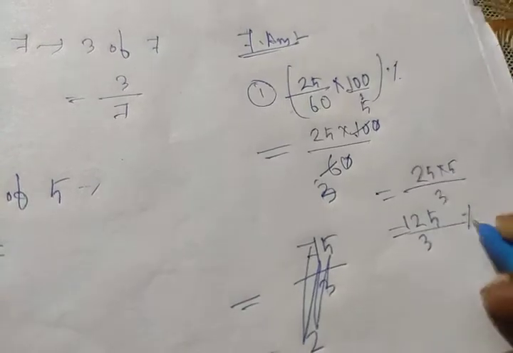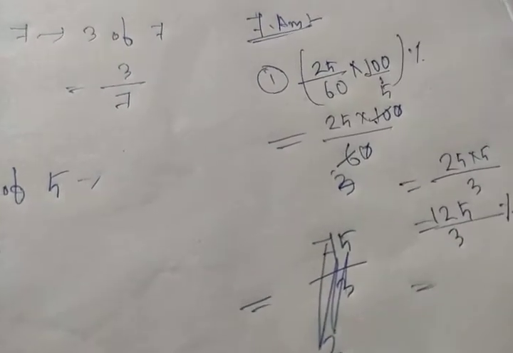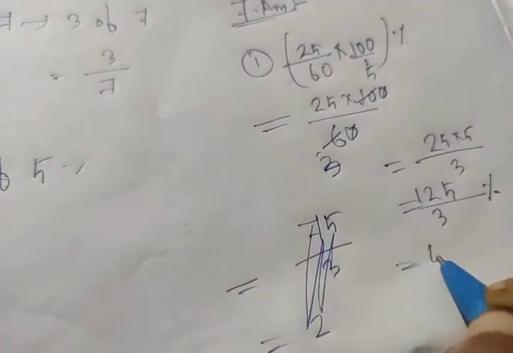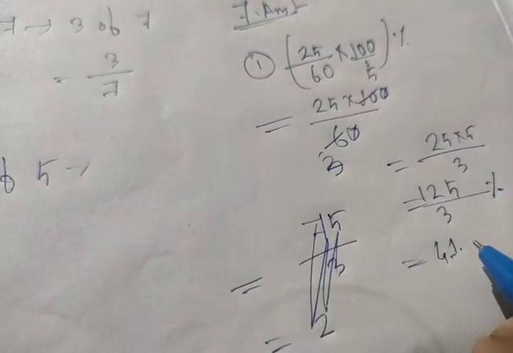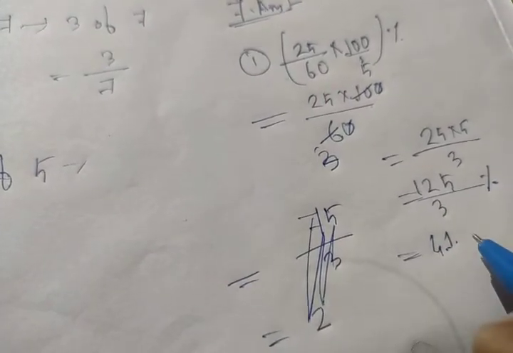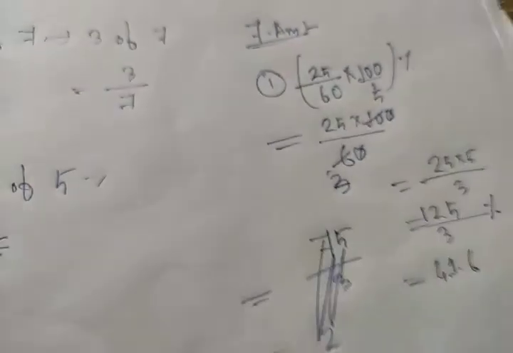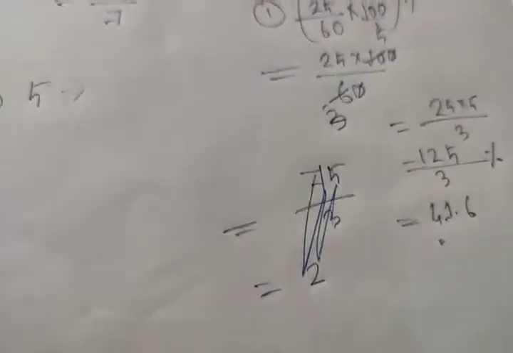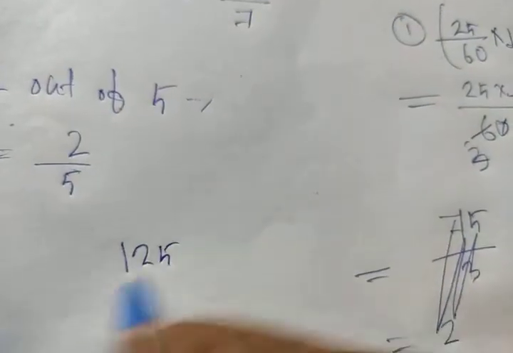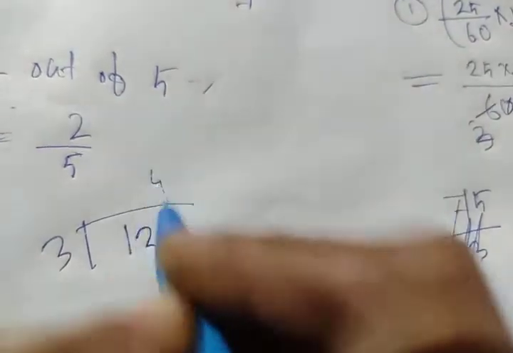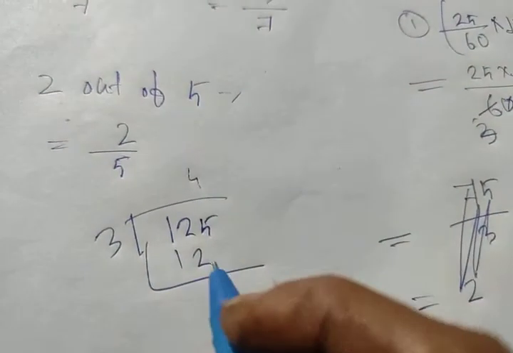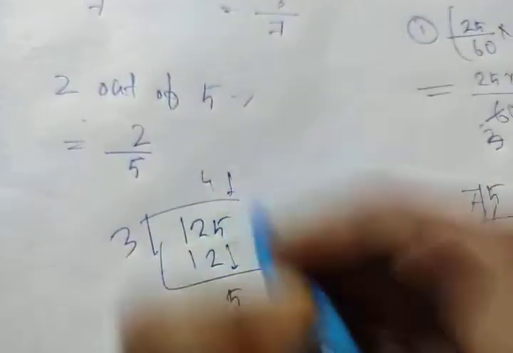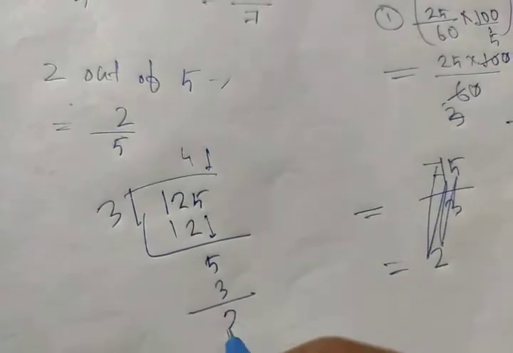So 25 into 5 is 125 by 3%. Or if you convert this in terms of decimal, let's quickly see how we are getting this answer. 125 by 3: 3 4s are 12, 12 minus 12 you will get 0. Next this 5 will come down. 3 1s are 3, 5 minus 3 you will get 2.